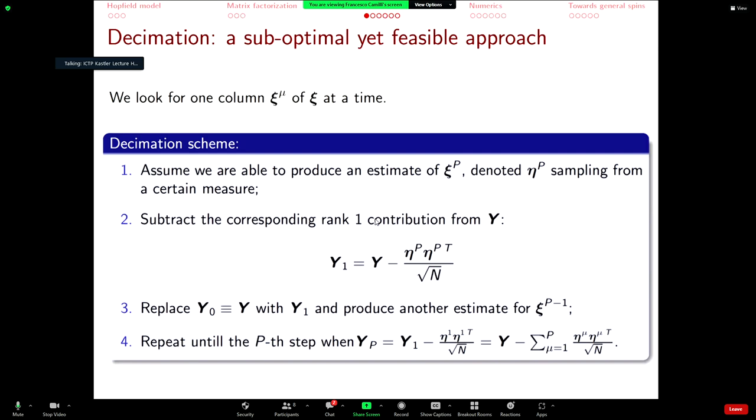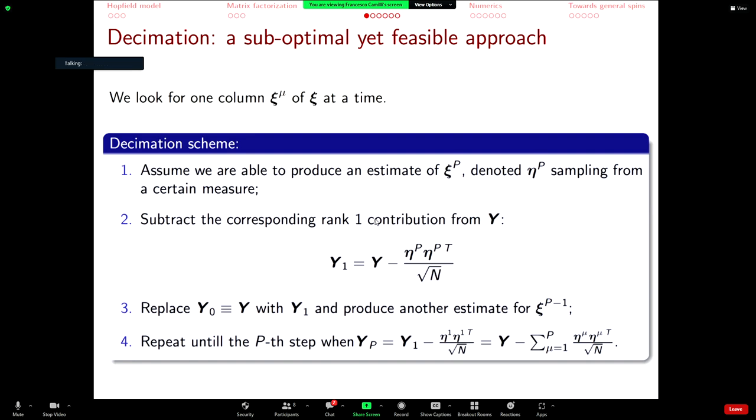Assume that at the first step you have this data matrix Y. You need to produce an estimate of xi P, the last pattern, without loss of generality. We denote this estimate by eta P. And we will see that we obtain this estimate by sampling from a certain suitable measure. So, provided we are able to produce this eta P, what we do next is we build a rank one contribution, this eta P eta P transpose. This is a rank one matrix. And we modify the observations by subtracting this rank one contribution.